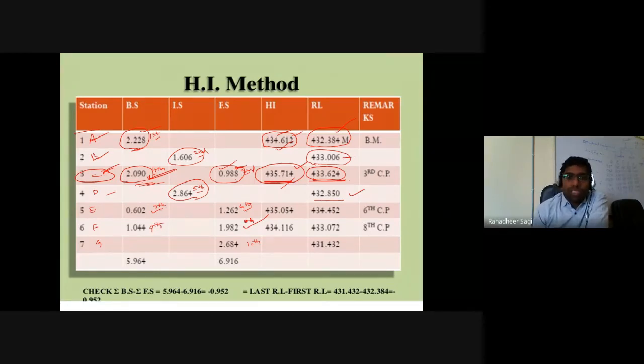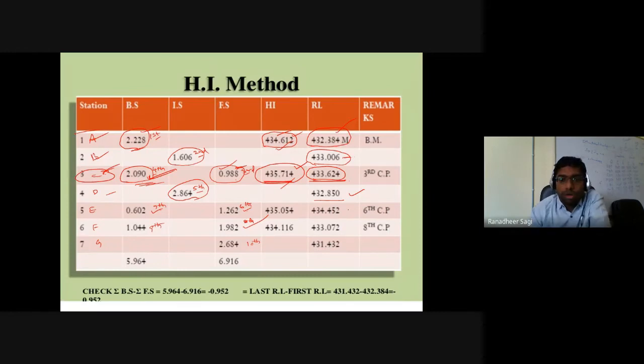Now, likewise, what is the RL value at point E? If I look at point E, I have the foresight data, and I have the backsight data. It means the instrument is getting shifted. Wherever you see there is a change in the instrument station, I repeat, at that place the foresight data is used for calculating the RL value of that point based on this height of instrument method, whereas your backsight data is used for calculating the height of the instrument after shifting it.